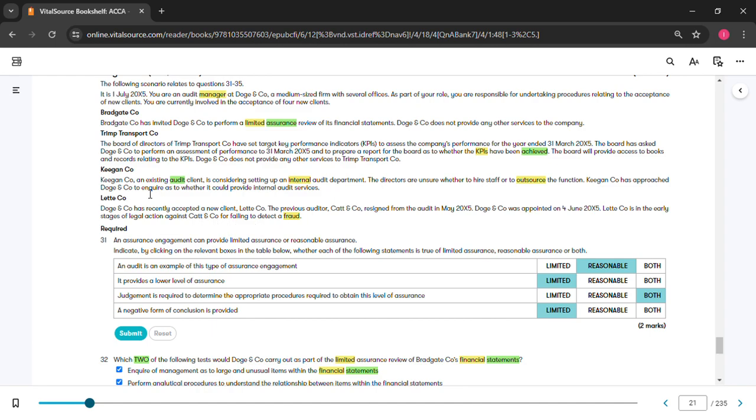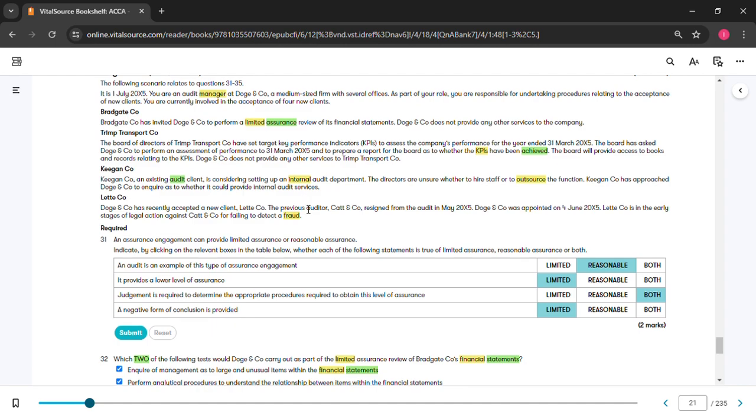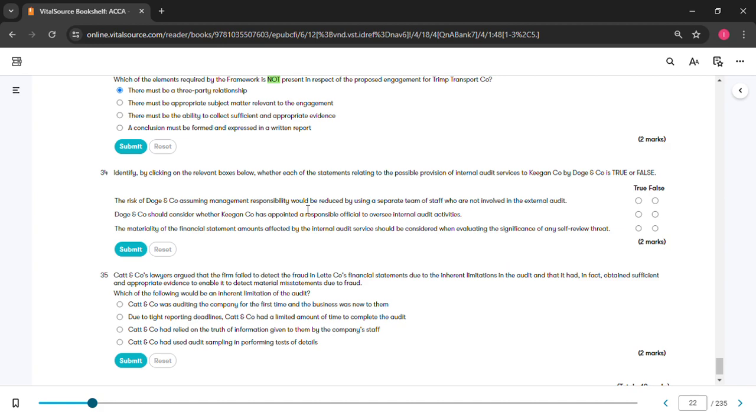Keegan has approached the auditor to inquire as to whether it could provide internal audit service. They are asking the auditor to provide internal audit service. Now within that context, is it true or false? The risk of Dodgy and Company assuming management responsibility will be reduced by using a separate team of staff who are not involved in the external audit.